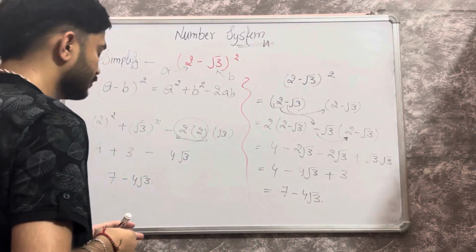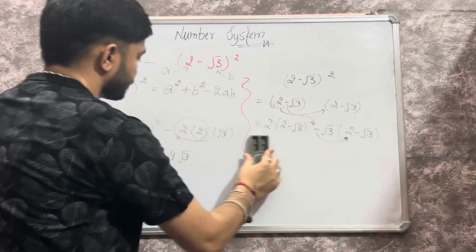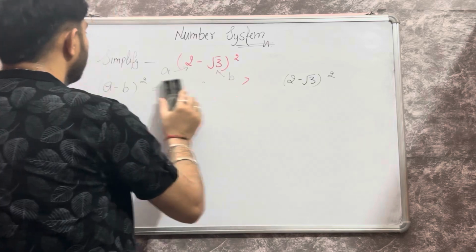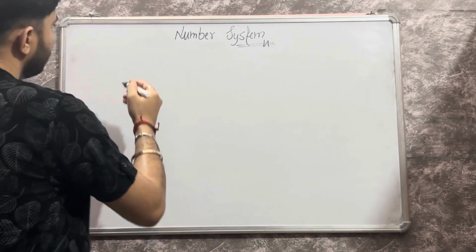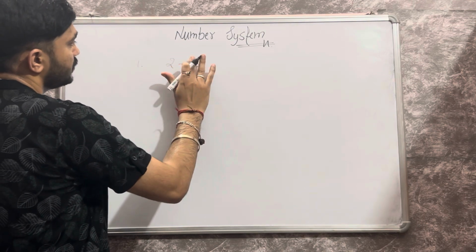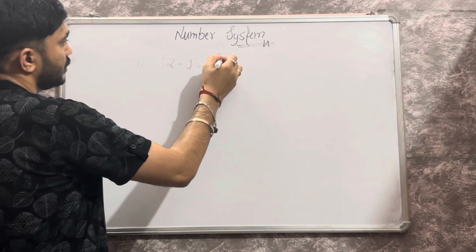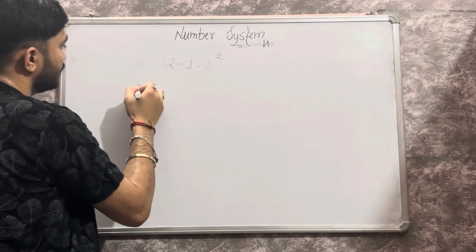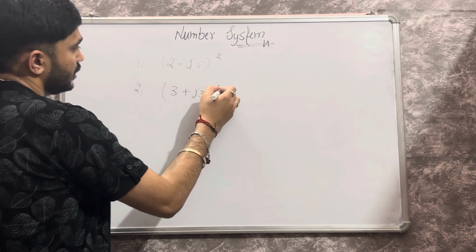Any doubt? Based on this, I am going to give you some homework or practice questions, so you will have better knowledge of this type of question. First question is going to be minus 2 minus under root 5 square, 2 minus under root 5 square. Second question is 3 plus under root 3 square.